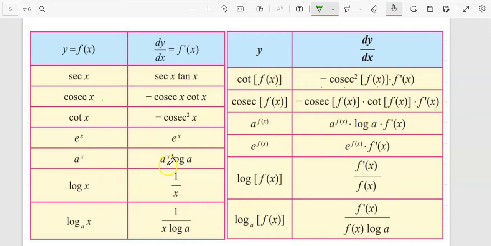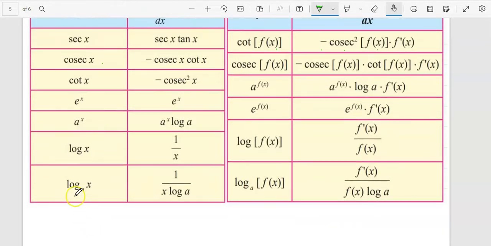Derivative of a raised to x means what? A raised to x into log of a. Here derivative of a raised to f of x means what? A raised to f of x into log of a into f dash of x. Okay. Derivative of log of x is 1 upon x, and similarly here derivative of log of f of x is f dash of x upon f of x.